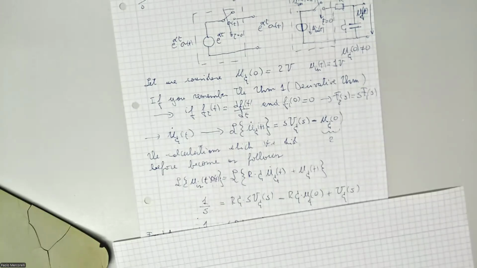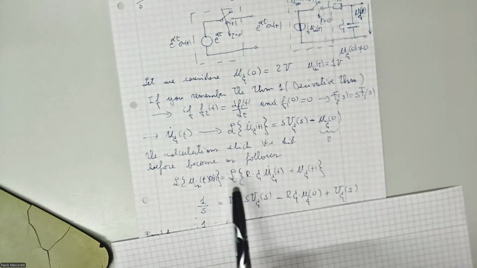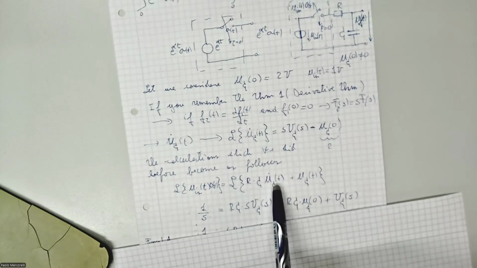We have seen the theorem in its easier form with UC of 0 equals 0. In our case, it's not 0. But as I told you when I explained the theorem, if it is not 0, I will put minus F1 of 0. Now, F1 of 0 is also multiplied by RC, since I have to transform R multiplied by C multiplied by the derivative of UC.